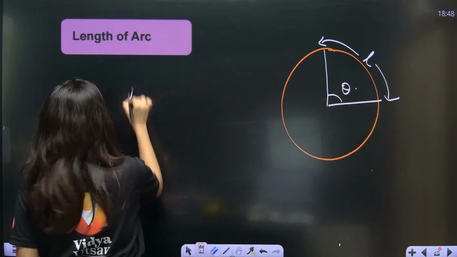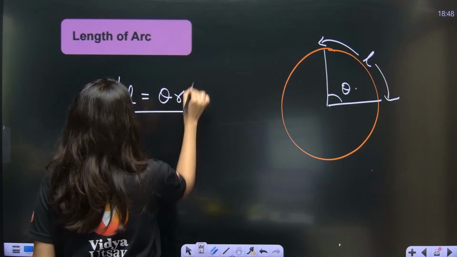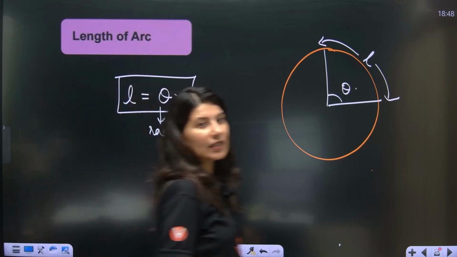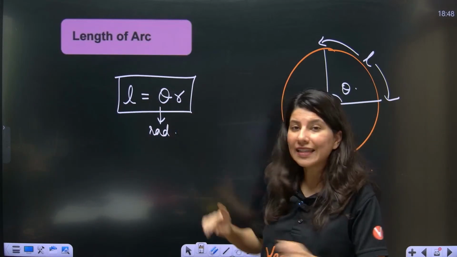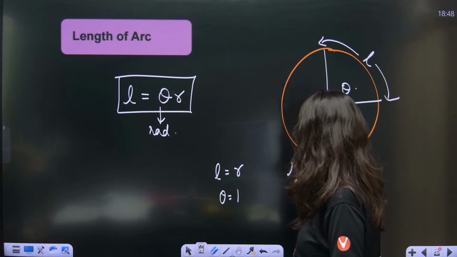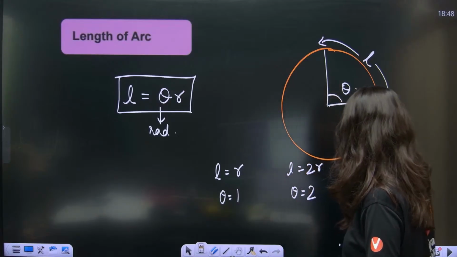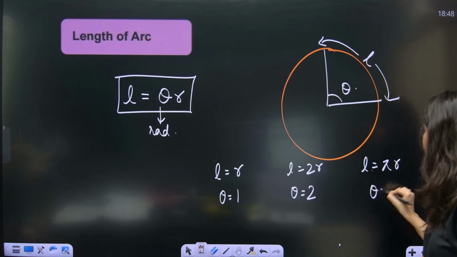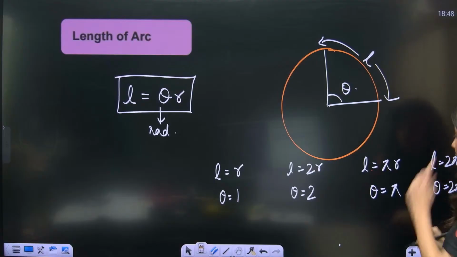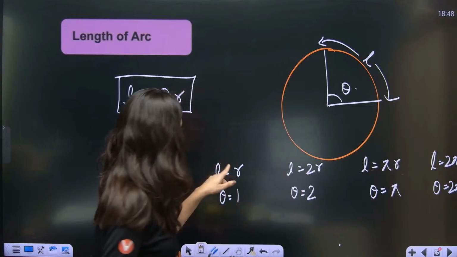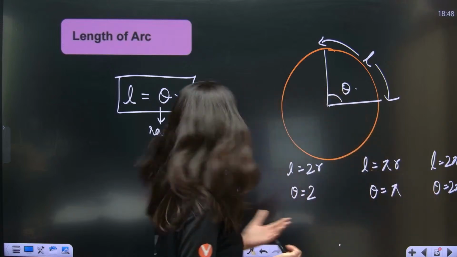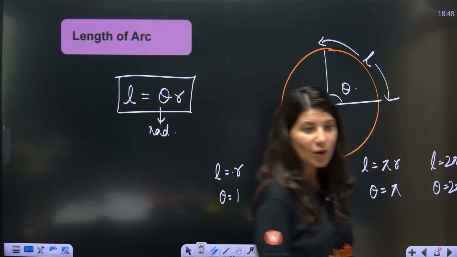So length of arc, L is equal to theta multiplied by R, where theta is given in radian. So remember, when your length is R, theta is 1 radian. Length is equal to 2R, theta is 2 radian. Length is equal to pi R, theta is pi radian. And length is equal to 2 pi R, theta is 2 pi. Yes or no? What does that mean? This gives you a formula. L is equal to 1 R, L is equal to 2 R, L is equal to pi R, L is equal to 2 pi R. That means L is equal to theta R. Can you see the formula? Can you frame the formula?